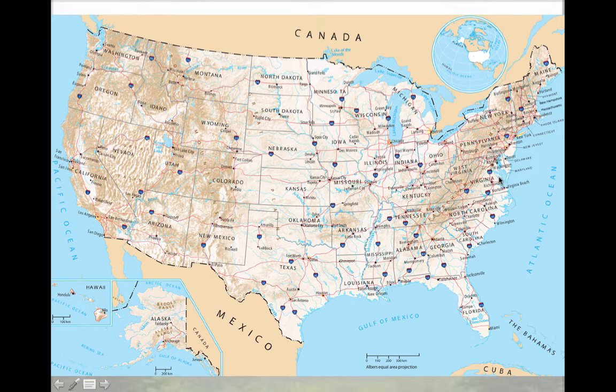Virginia, over here, Richmond, should have a higher relative humidity because it's near the Atlantic Ocean. So water is evaporating off this Atlantic Ocean and affecting the relative humidity of Richmond.